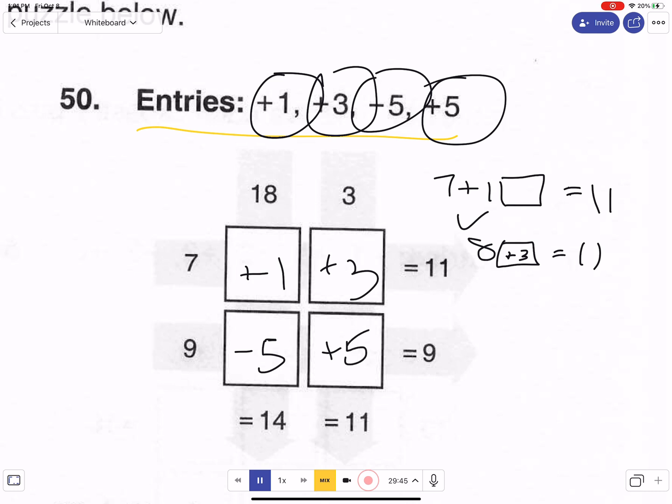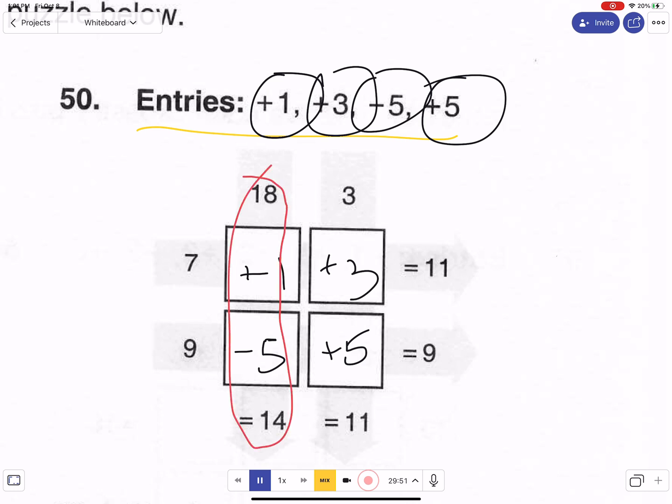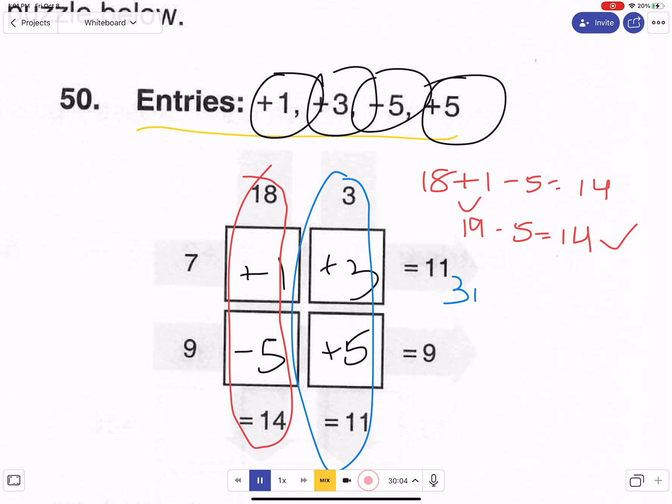Now let's check. So let's get our colors. First column, 18 plus 1 minus 5 equals 14. 19 minus 5 equals 14. That's correct. Second column, 3 plus 3 plus 5 equals 11. 6 plus 5 equals 11. That's correct.